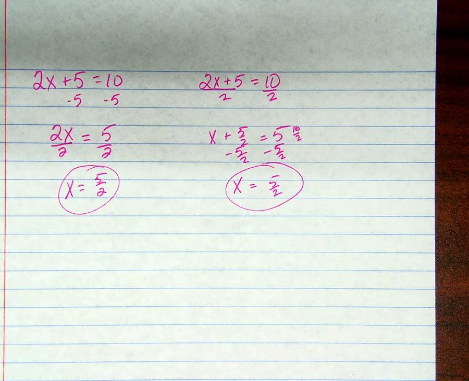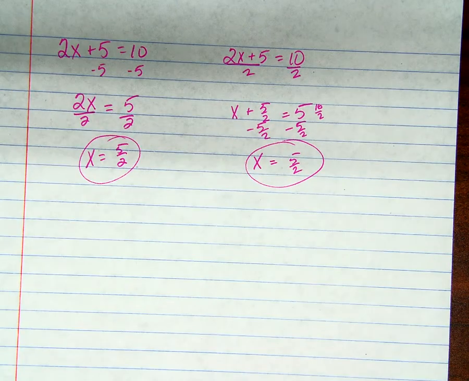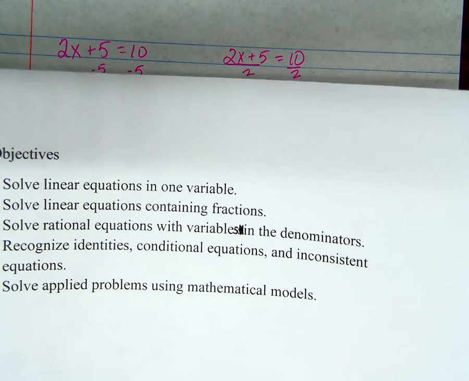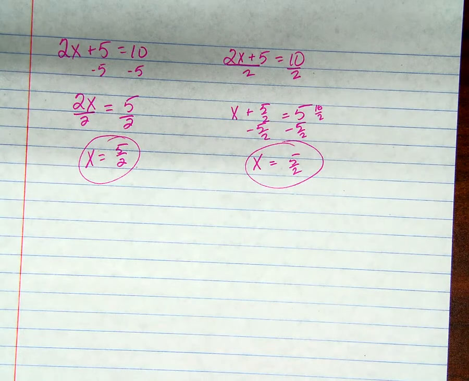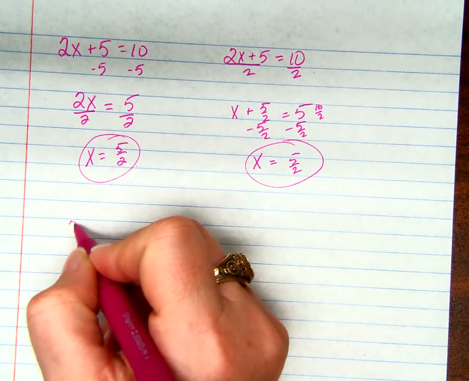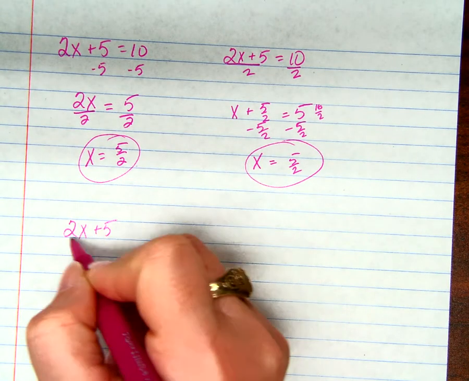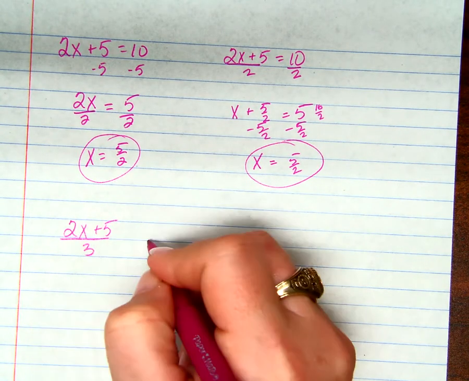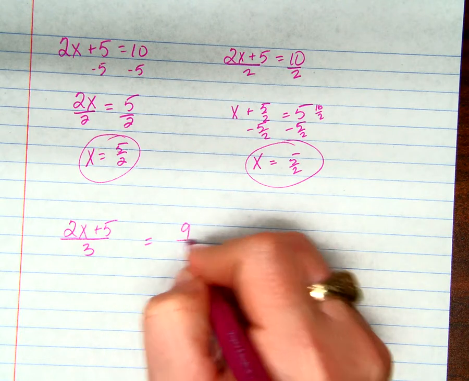Okay? All right, second thing on our objectives is to solve linear equations containing fractions. Well, we kind of did that already. Mostly, I think what they're talking about is solving linear equations containing fractions, when the fractions are either the multiplier on the front or they look like this. 2x plus 5 over 3 equals 9 over 6.